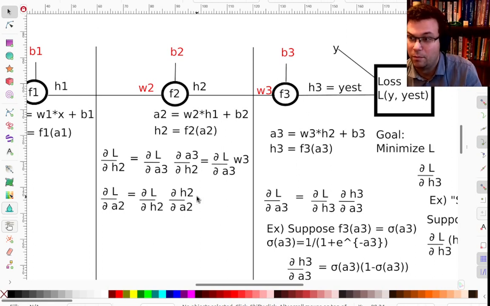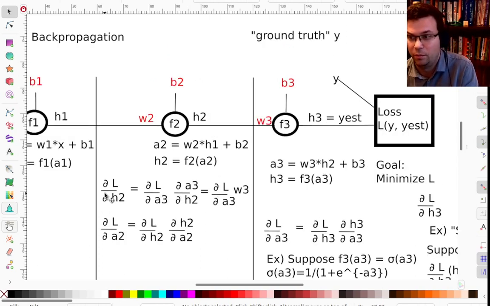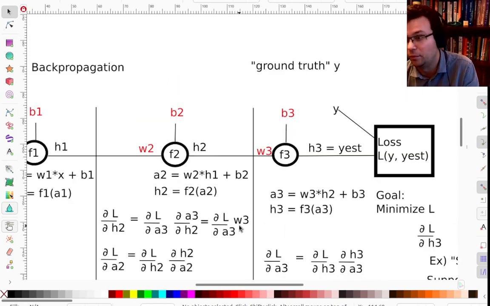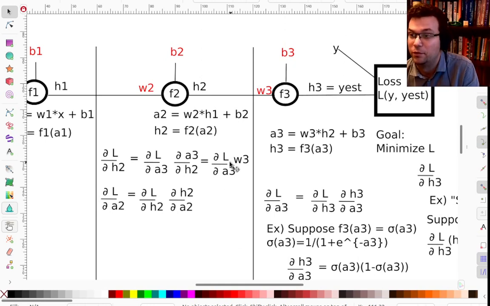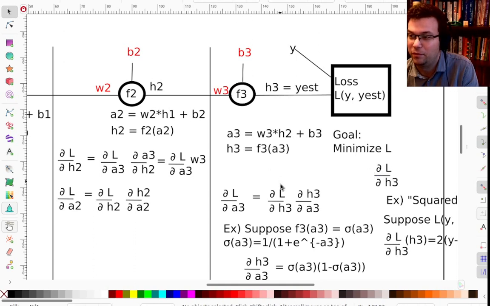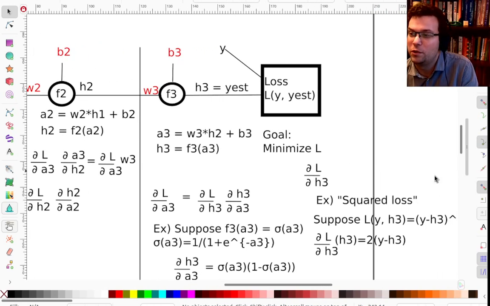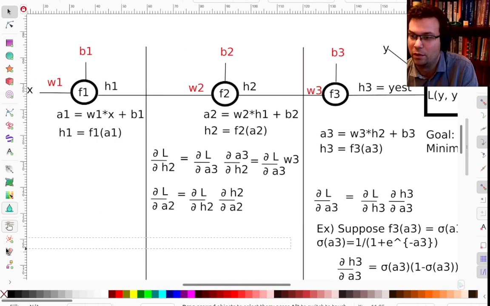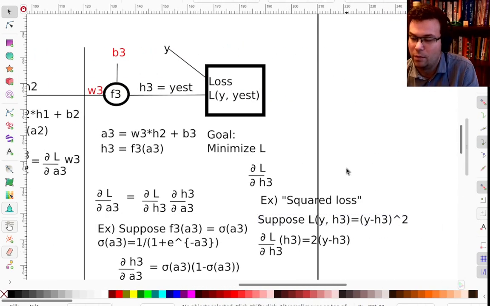That depends on what this function here is, so that's that term. And it also depends on the derivative of L with respect to H2, which I computed here. The derivative of L with respect to H2 is the derivative of L with respect to A3 times W3. The derivative of L with respect to A3 is something I computed over here. That depends on the derivative of L with respect to H3 times that function there. As long as we computed this stuff ahead of time, we can remember these intermediate results and plug them in. So this is why we call it backpropagation.